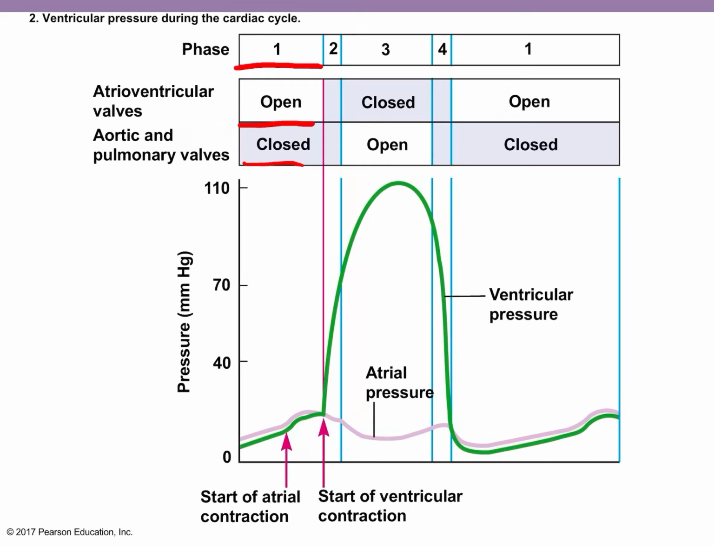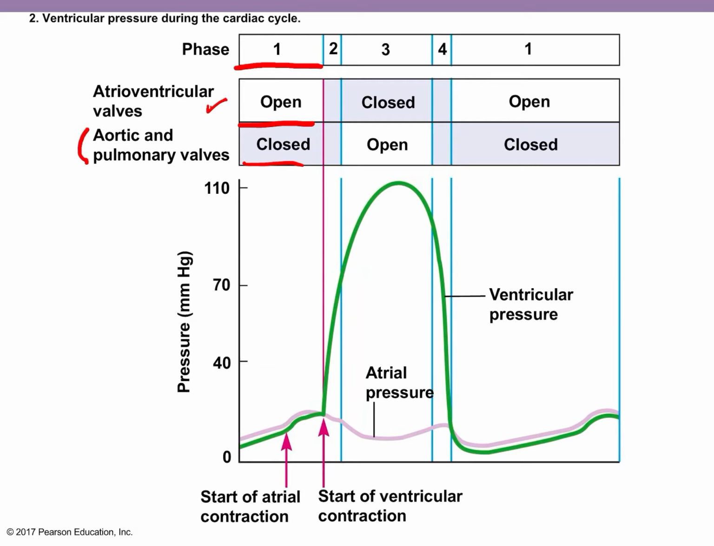But I'll go over it one more time. So phase 1, we have the chambers, both chambers are relaxed, and our AV valves are open because both our atria are filling with blood and our ventricles are filling with blood passively from the atria. So the AV valves are open. And the aortic and semilunar valves are closed.